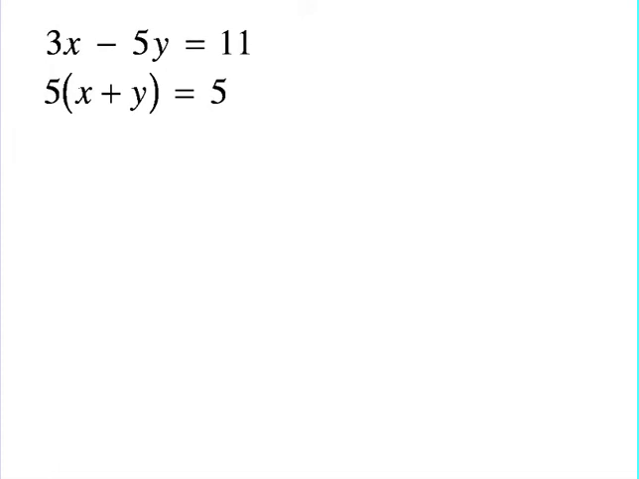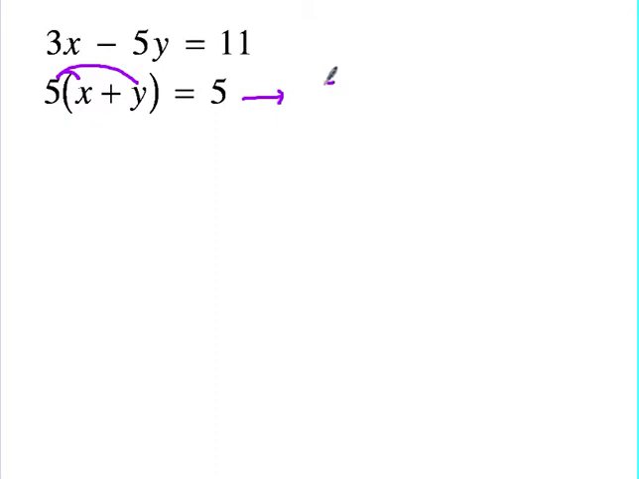So 3x minus 5y equals 11. And then I have 5 times the quantity x plus y equals 5. Now I want you to look at that and think, okay, what would be a way that I could solve this problem? Just take a guess. Distribute, perfect. That's exactly what I need to do. I need to distribute this 5 so that I get an equation that looks similar to the top one.